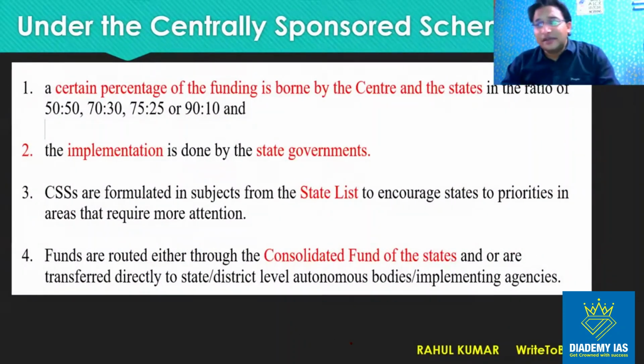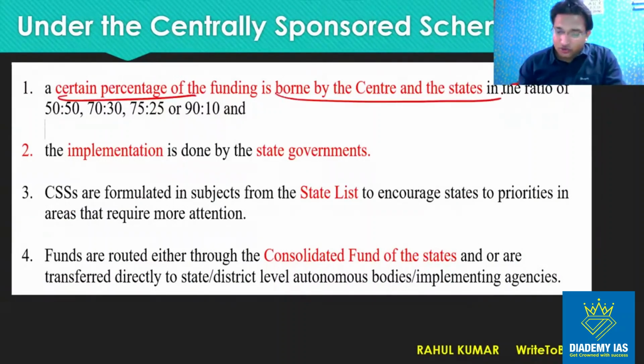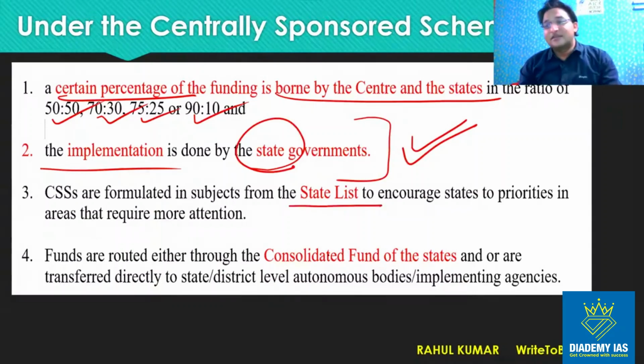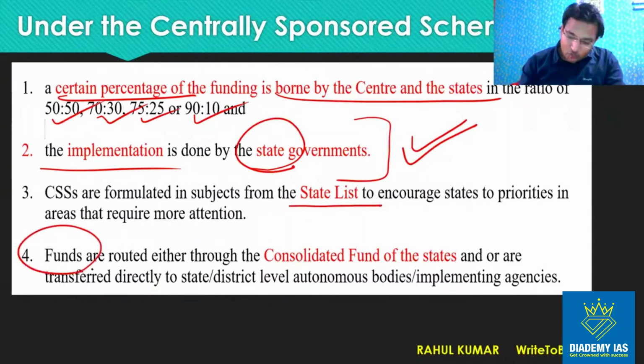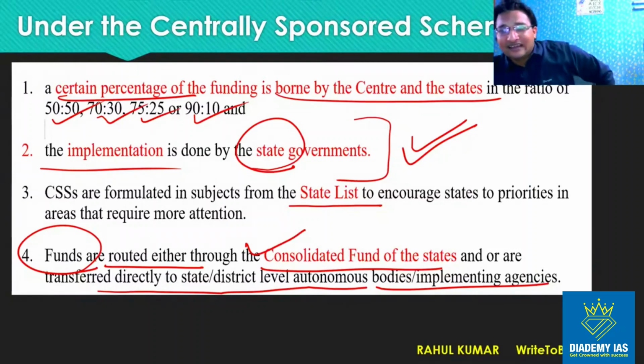Now we can see the major features. A certain percentage is given by the center and state both in different ratios: 50-50, 70-30, 75-25, 90-10. Implementation is by the state government. This is a differentiating part. Primarily state list subjects are used, and the funds can be routed through various mechanisms, through the Consolidated Fund of India, or directly to the state or district level autonomous bodies. So there can be different mechanisms used to transfer the money, right? There is not a single mechanism, but various mechanisms.